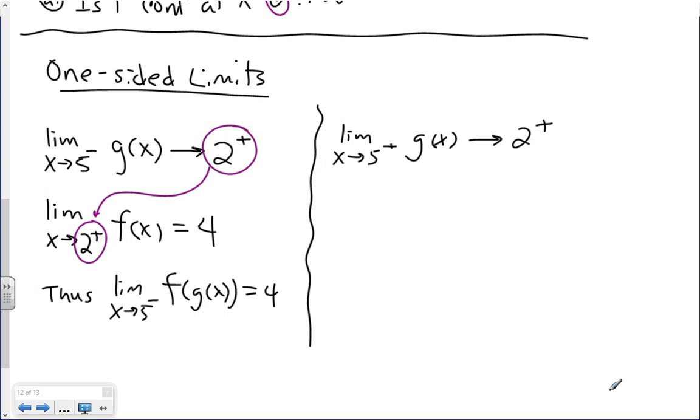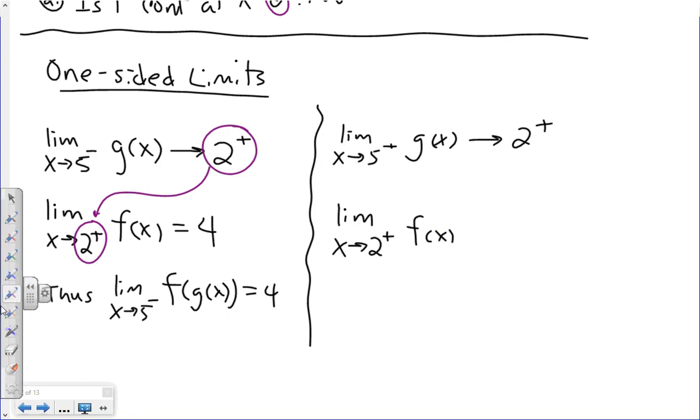And again, I'm using an arrow to indicate that I'm approaching that value because there's a second limit I've got to consider. And the second limit I've got to consider now is the limit as x goes to the result of that first limit. So that's 2 from the positive side of f of x. Again, notice that you're using the result of this limit right here to help you determine the limit of the outside function. That's the value of x we're going to approach.